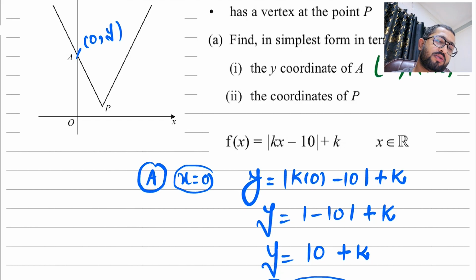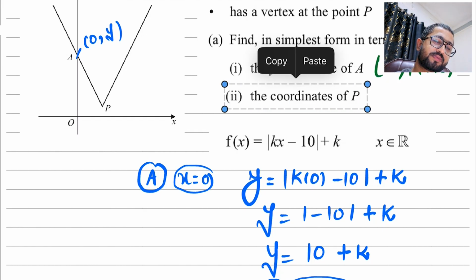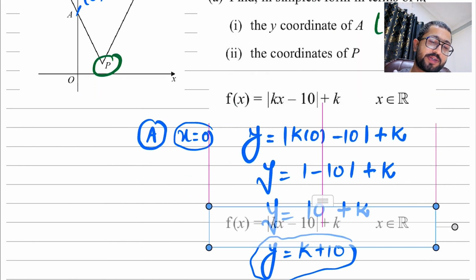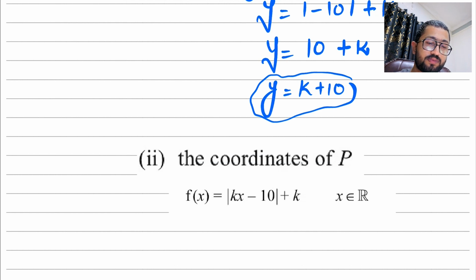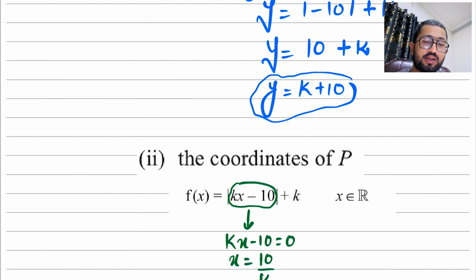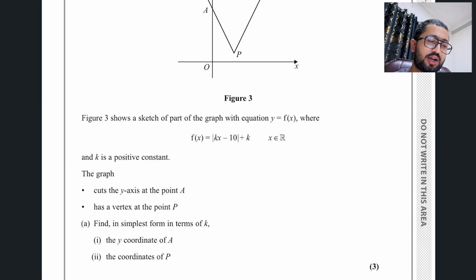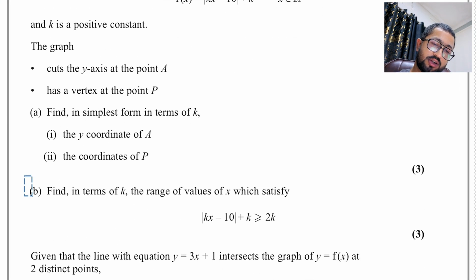Perfect. So what will be the coordinates of P? P is the vertex. Everyone knows how to figure out the vertex point. Put this bracket equal to 0 and find the value of x, which will be 10 over k, and the value of y is always k, everyone knows that. So what will be the vertex point? x is 10 over k and y is k. I don't think that would be a difficult question.